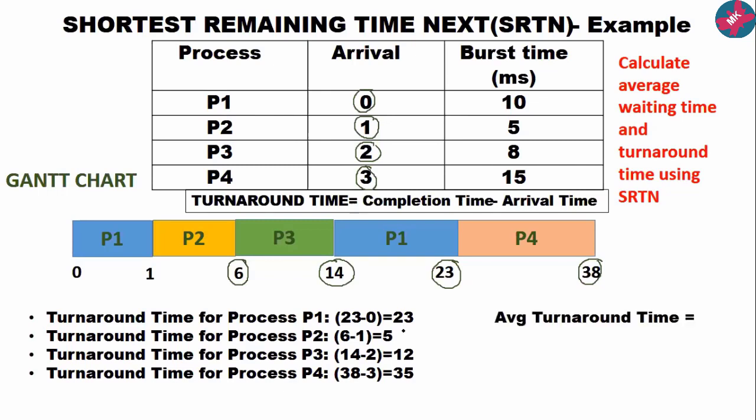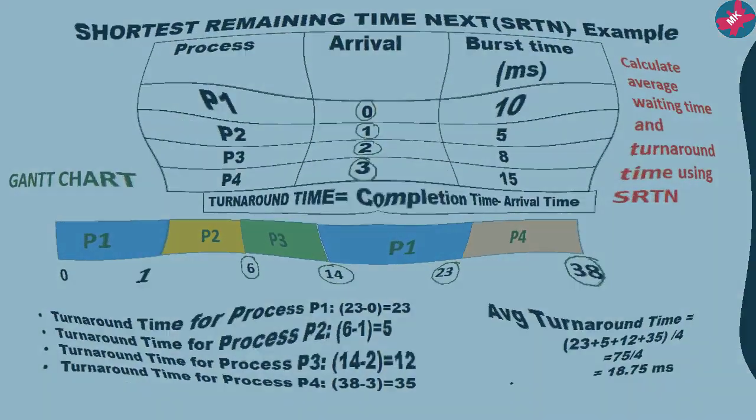So what is the average turnaround time? It is 23 plus 5 plus 12 plus 35, divided by the number of processes, that is 4. So it comes out to be 75 divided by 4, and the answer is 18.75 milliseconds.